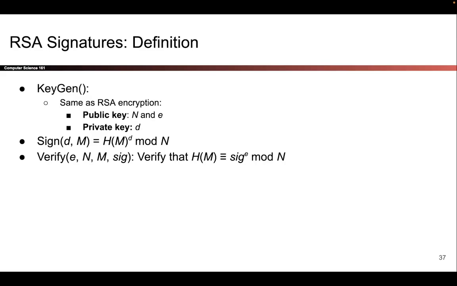all the same things. Now to sign a message, you take in the private key D and the message M, and you compute M to the D mod N. So you're raising to the D power first. You're doing the steps in opposite order.